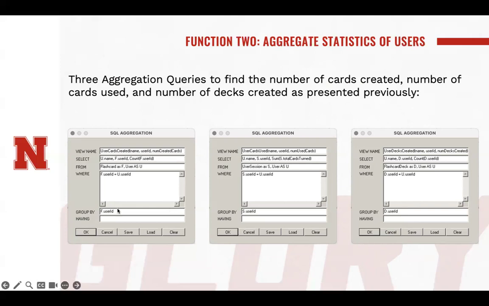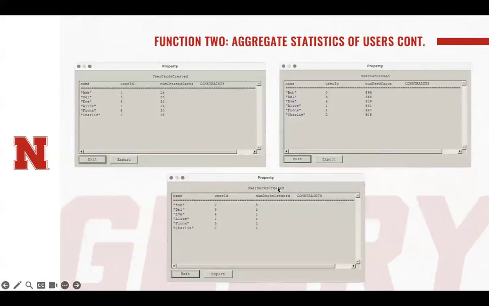The query on the left here is an aggregation query in MLPQ to see how many cards each user has created. The middle one is to see how many cards each person has used, and the one on the right is to see how many decks each user has created. And then here are the results on our sample data. We see the user ID, as well as the number of cards created, the number of cards used, and the number of decks created.